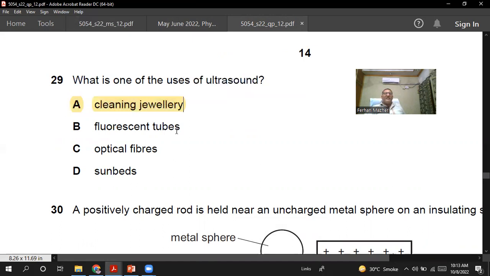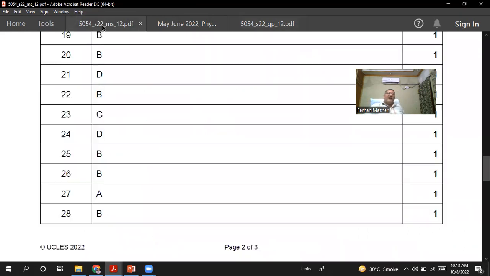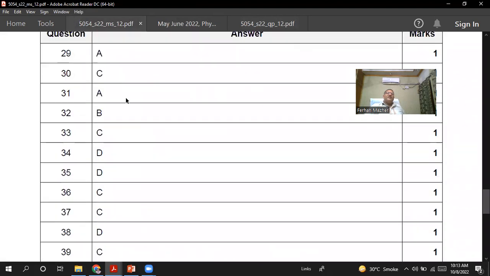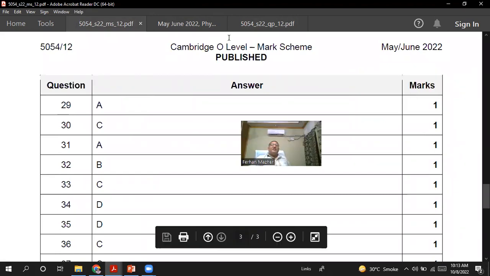What we do, we take a washing liquid and in that we dip the jewelry and then we produce ultrasound waves in that liquid. The dust particles will dislodge from the jewelry, and the jewelry will be clean. So for cleaning the jewelry, the ultrasounds are used. Fluorescent tubes, no. Optical fibers, no. Sunbed, no. In the sunbed, we use UV light. We don't use ultrasounds. So question number 29, A is the answer. Yes, my dear students, question number 29, A is the right option.